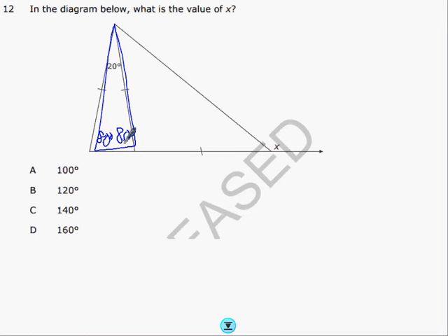Now, if you'll notice, this angle and this angle are a linear pair, so this is 100 degrees. I've got another isosceles triangle here. That means these two angles are congruent to each other. They have to both be 40. And then 40 and x are supplementary, so 180 minus 40 is 140.